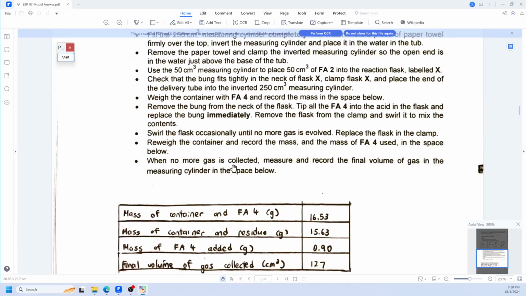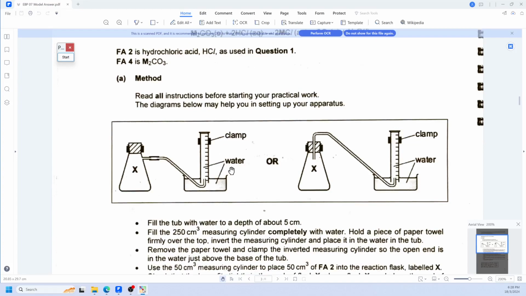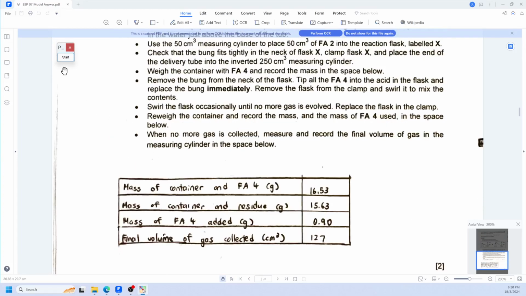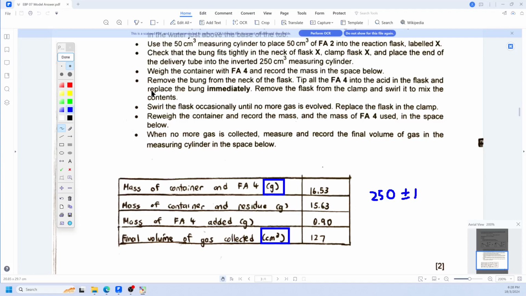So standard. So you find the mass of container. Please do take note, you must always put the units, the grams, so that you can find your final volume of gas collected. 127, because the measuring cylinder is 250 milliliters, and it's actually always plus or minus 1.